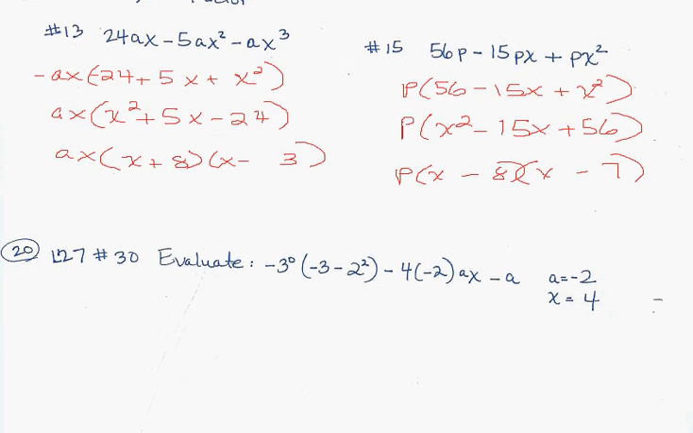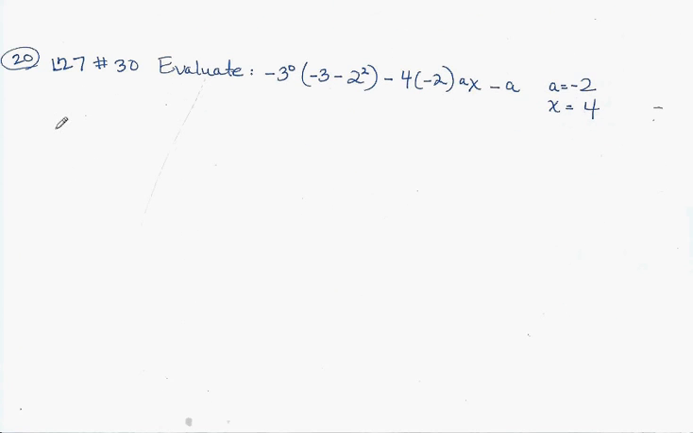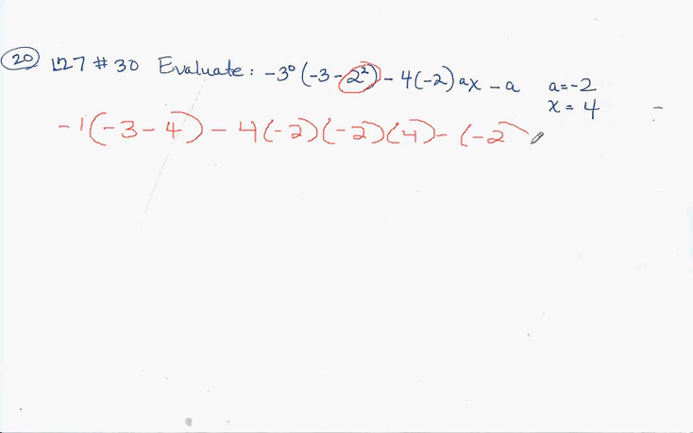I don't know how long this video is going to be. Okay, here we go. We're going to plug these in. I'm just going to start writing it. Negative 3 to the 0 power. This 0 power is only on the 3, not on the negative, so it's just going to be negative 1. Then we get negative 3 minus 4. This squared is only on the 2, not on the negative, so it's going to stay negative here. Minus 4 times negative 2, I'm going to plug in. A is negative 2, x is 4, a is negative 2. I like to use the parentheses when you're putting in your numbers.